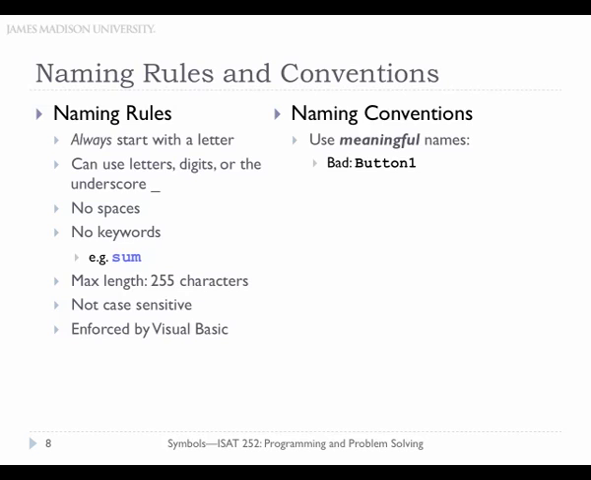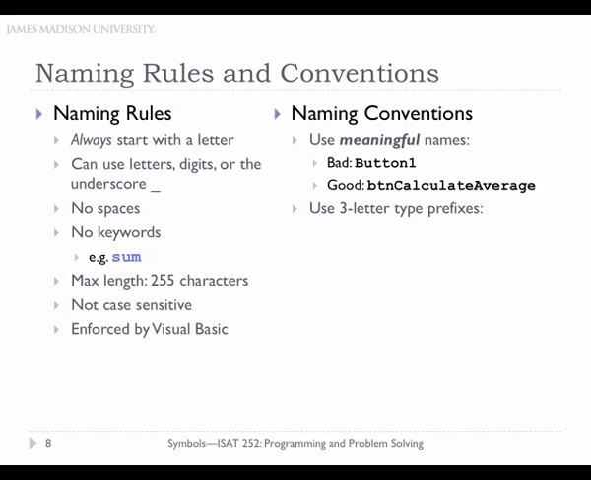A naming convention is one that, for example, you would use a meaningful name for your variable. So a bad one would be button1. A good one would be btnCalculateAverage. The second one, just looking at it, you can tell what the button likely does when a person clicks the button in the program.